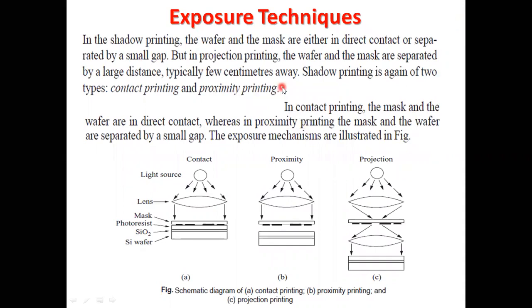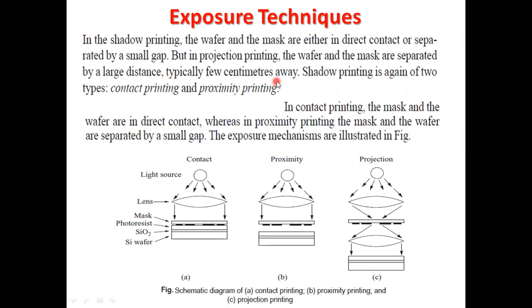So here we will be explaining each of these, shadow printing and then projection printing. In shadow printing, the wafer and the mask are either in direct contact or separated by a small gap. But in projection printing, the wafer and the mask are separated by a large distance, typically a few centimeters away.